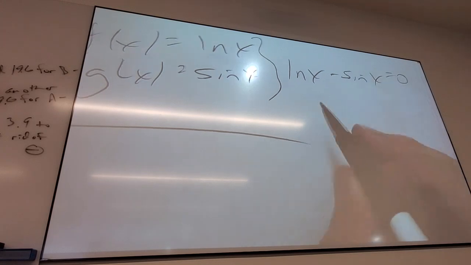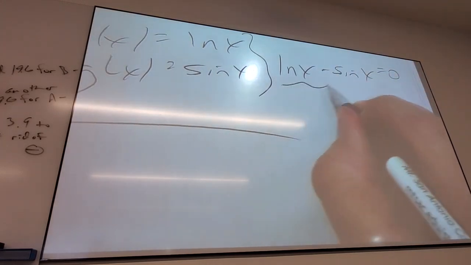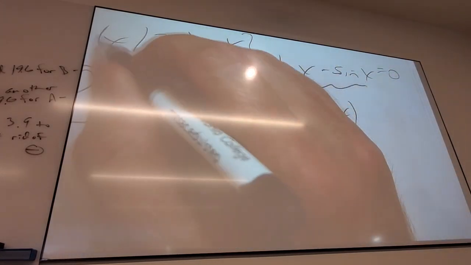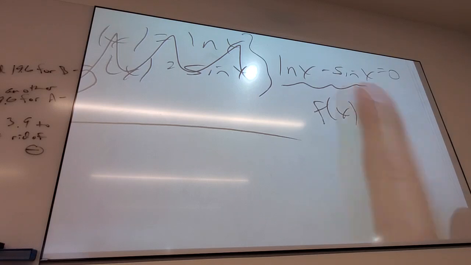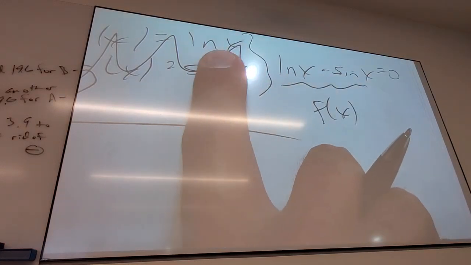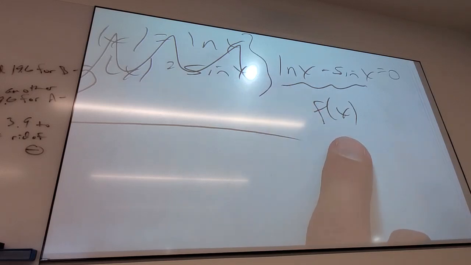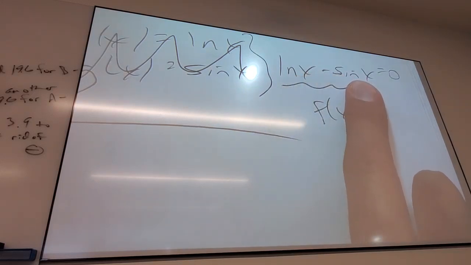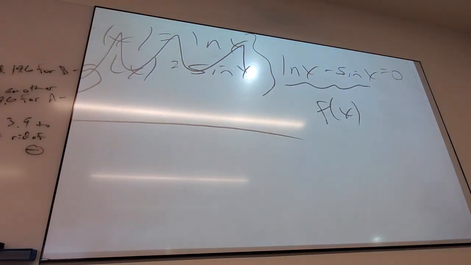So doesn't this amount to, if we call this f of x, finding the x-intercept of this function? So if I'm given two functions and I want to know where they meet, I can define a function to be the difference of those two, and I want to find the x-intercept of that function. Are you guys all with me? So the way we're going to do this is kind of nifty.